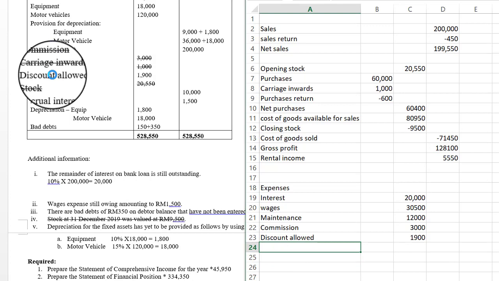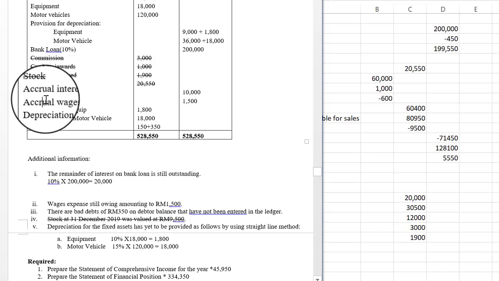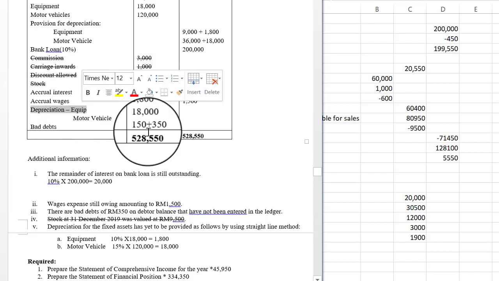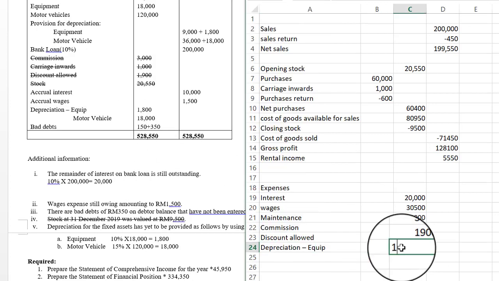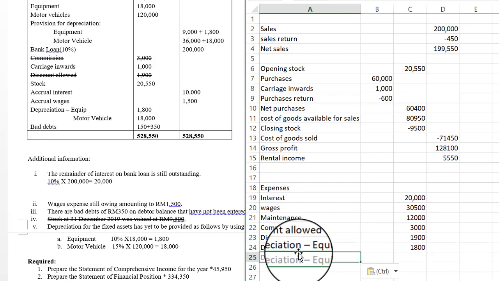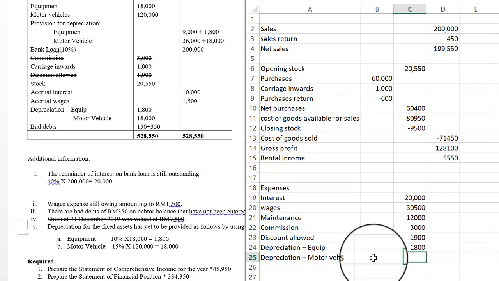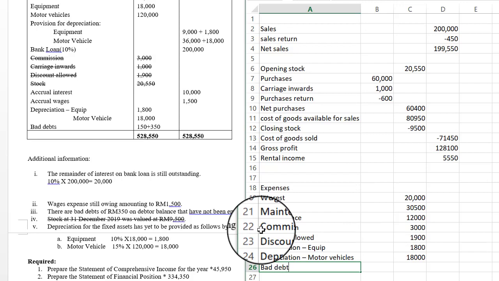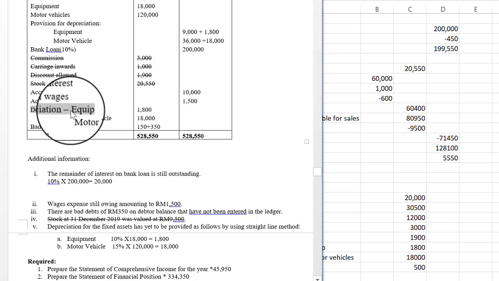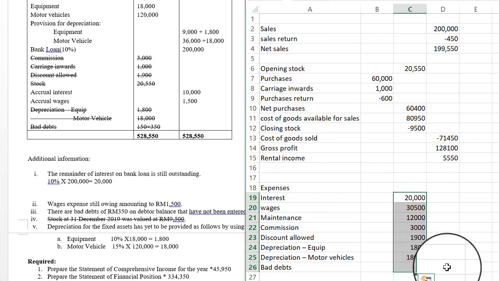And then you have your depreciations. Now anything we accrued or prepaid, that is your asset and liability. So now you have your depreciations on equipment. This is 1,008. And depreciations on your motor vehicles. This is 18,000. And the last one, you have your bad debts. Then you have 500 for the bad debts. So in total, these three you have done, settle. So in total, your expenses is 8,700.